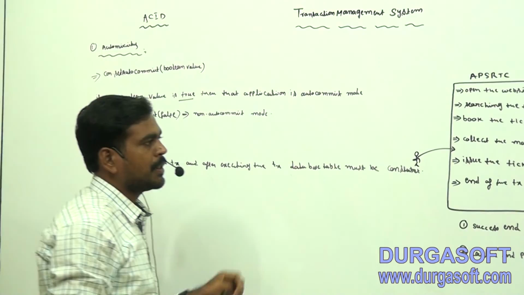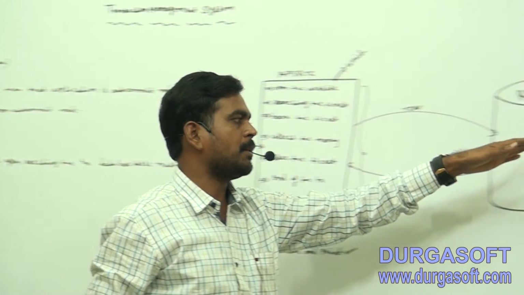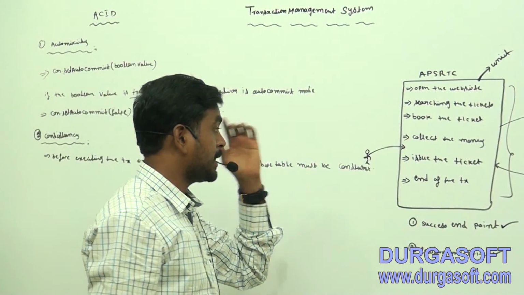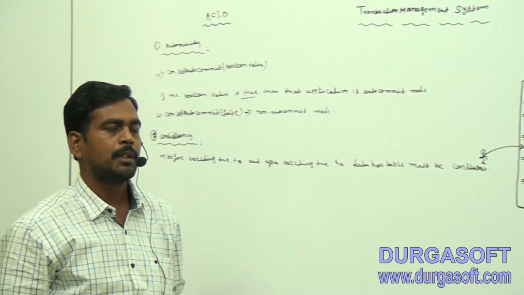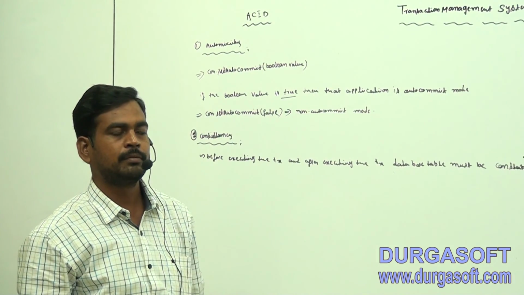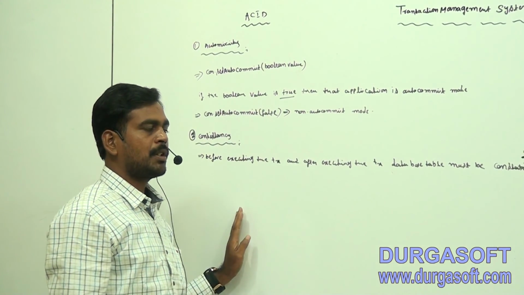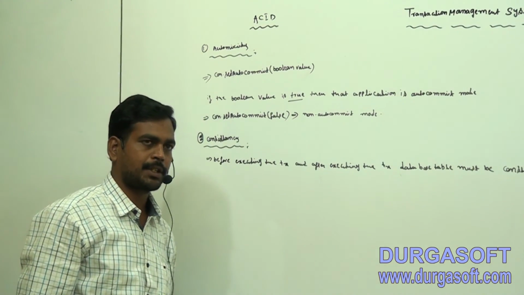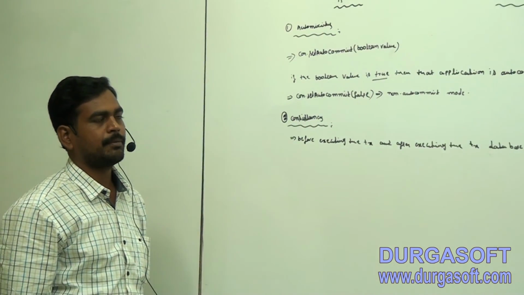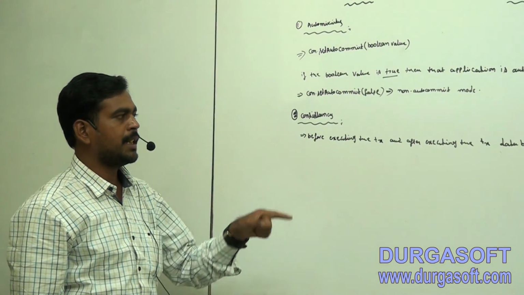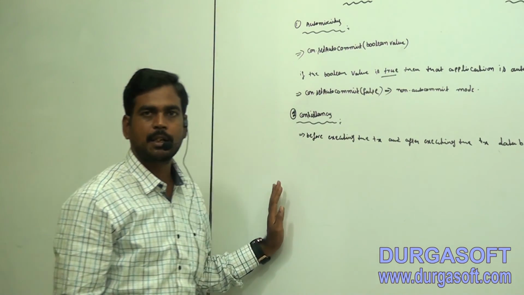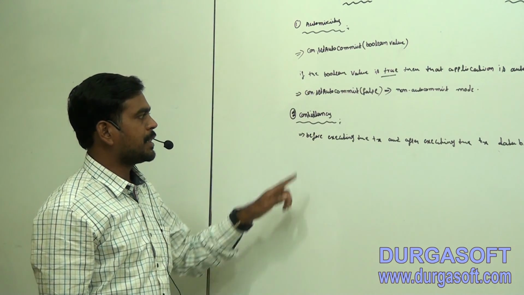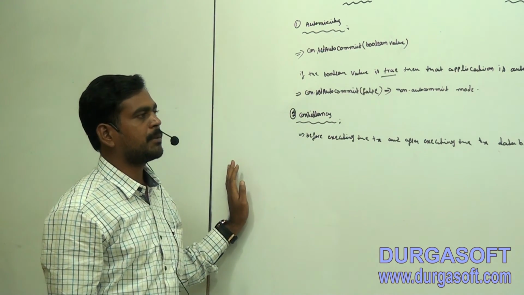Assume that during the transaction we delete the database table. If you delete the database table, how can this transaction be performed? Don't avoid that rule. The database table must be constant before and after executing the transaction. If you avoid that rule, it is not a transaction related application. That is nothing but consistency.